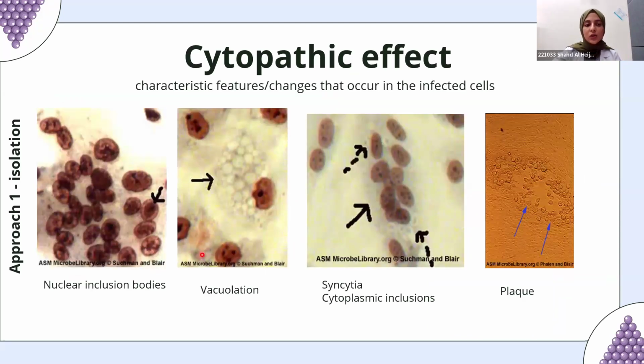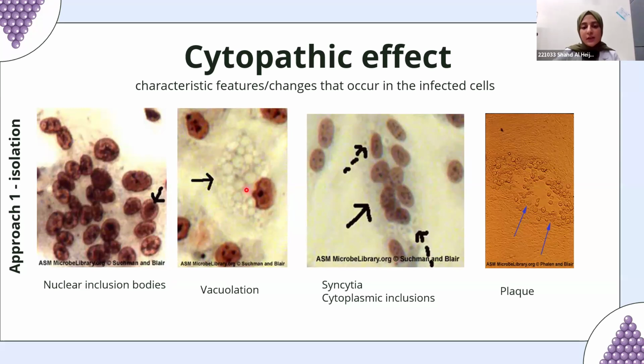Let's start with isolation. So you're isolating the virus, putting it in the tissue culture, and you are observing the cytopathic effect of the virus. Cytopathic means characteristic features or changes that occur in the infected cell. So you have different appearances of what could happen in the affected cell. For example, you could have nuclear inclusion bodies. So those are nuclei, and you can see some weird spots inside the nuclei. So those are called inclusion bodies. If you see this appearance and they ask you what is the cytopathic effect, this is nuclear inclusion bodies.